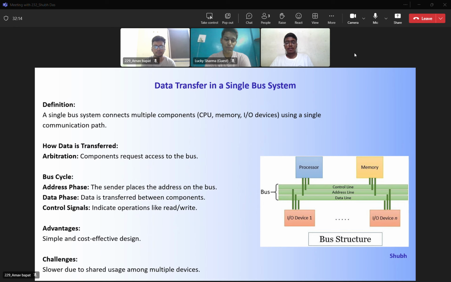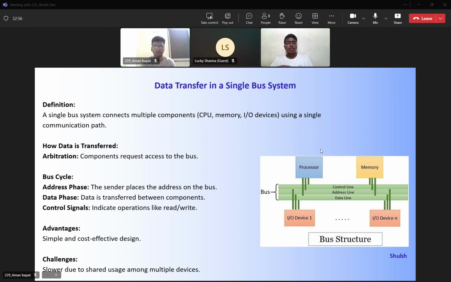So there are three main stages, as shown in the diagram also. The first of these is arbitration: when multiple devices want to use the bus simultaneously, arbitration decides which device gets control. The second is the bus cycle. First there is the address phase, where the sender specifies the destination address. Then comes the data phase, where the data actually is transferred. The third is control signals. These signals, like read or write, guide the operation to ensure data flows correctly.